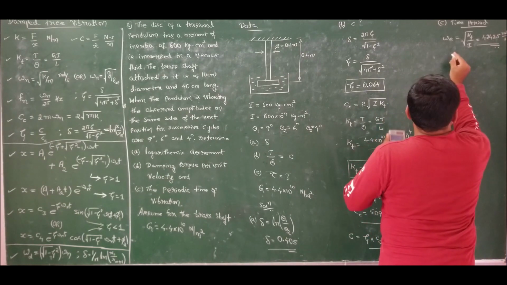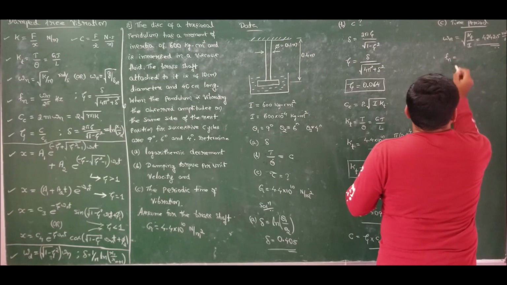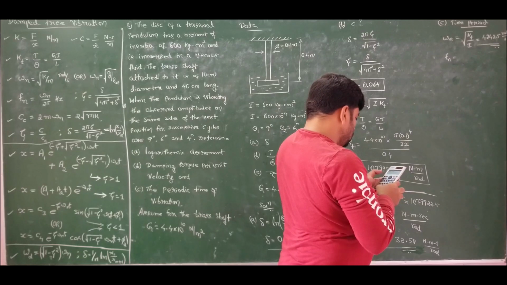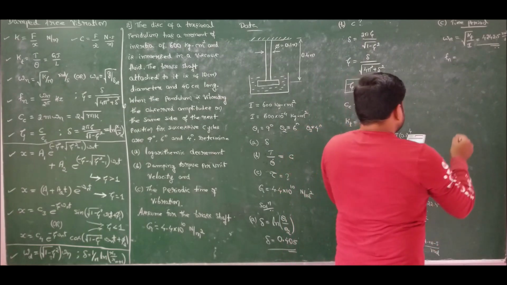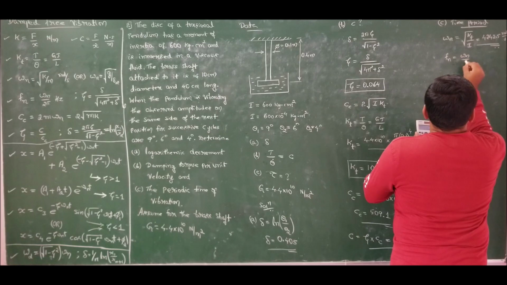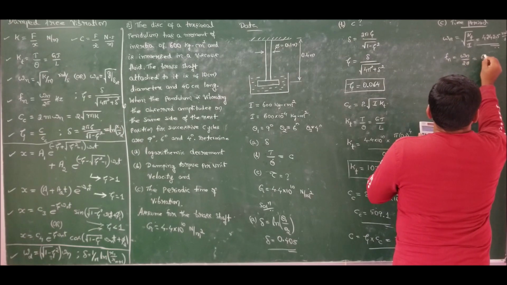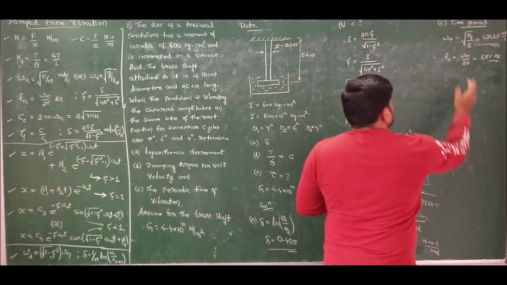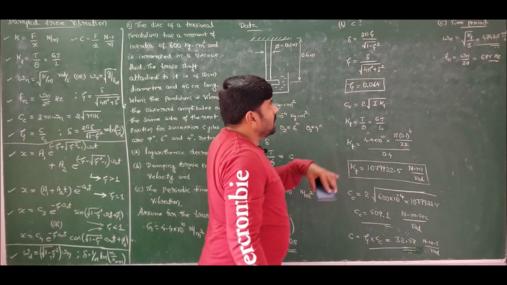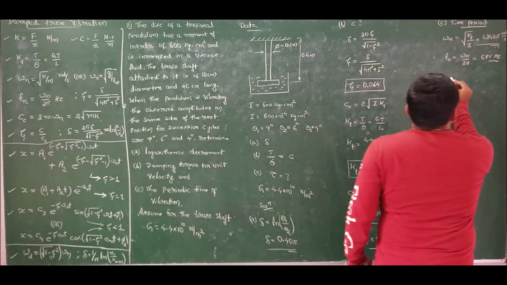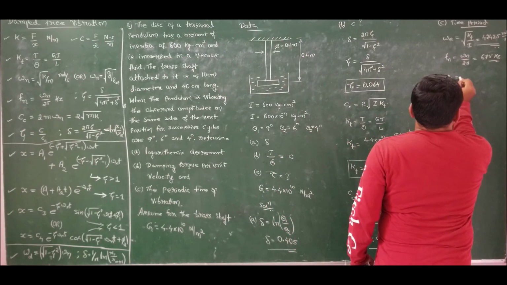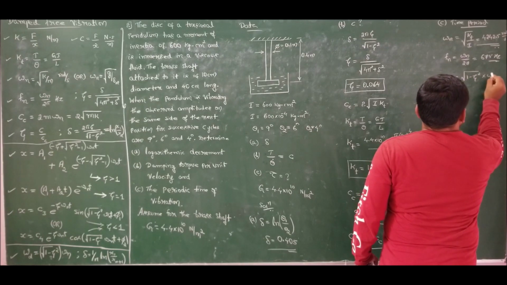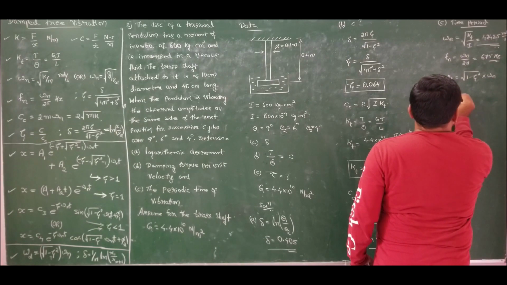4242.5 radians per second, which is nothing but omega n. This should be divided by 2 pi, which is 675 hertz. Omega n by 2 pi is 675 hertz. This is not required, but I calculated it. Next, determine the damped natural frequency, omega d. Omega d is root of 1 minus zeta square into omega n.